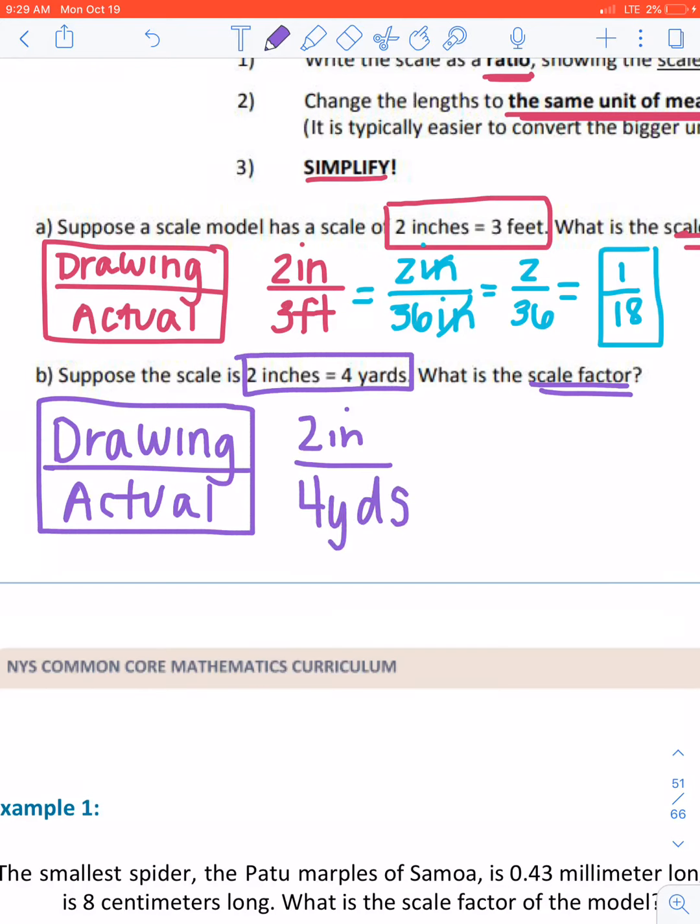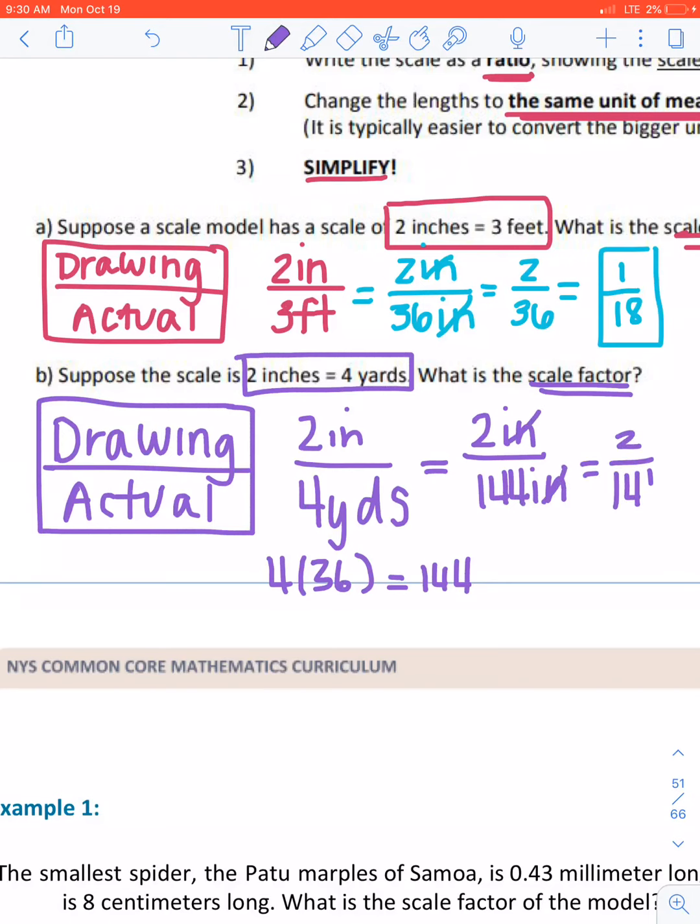Okay, so we have 2 different units here, so we're going to change everything to inches. So 2 inches is going to stay as 2 inches. Now, 4 yards, there's 3 feet in a yard, which means 36 inches in a yard. So we're going to take 4 and multiply by 36 because there's 36 inches in a yard. So 4 times 36 is 144. So that means that in 4 yards, there's 144 inches. All right, the inches are going to cancel out, so we're left with 2 over 144.